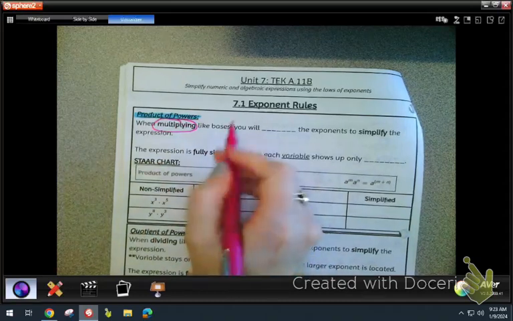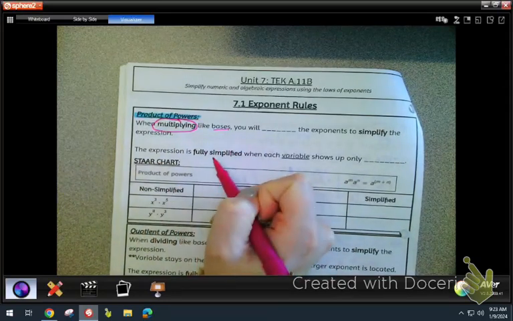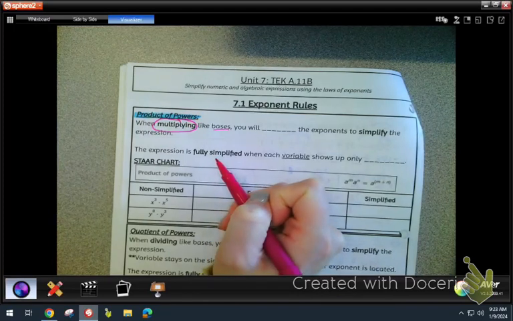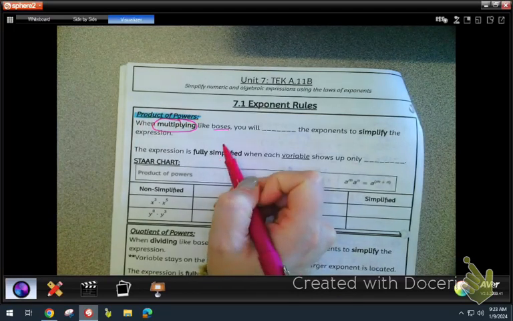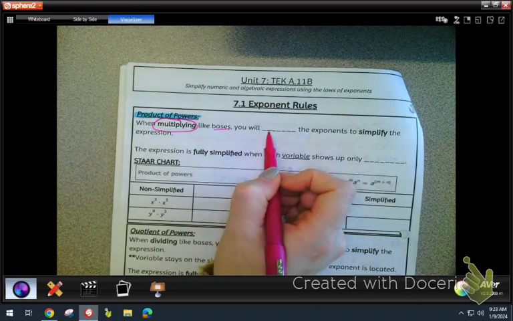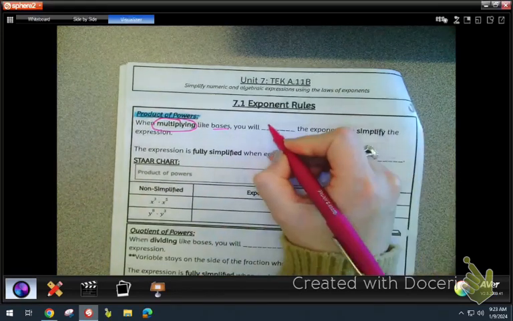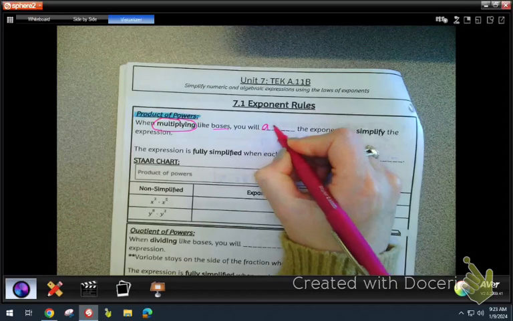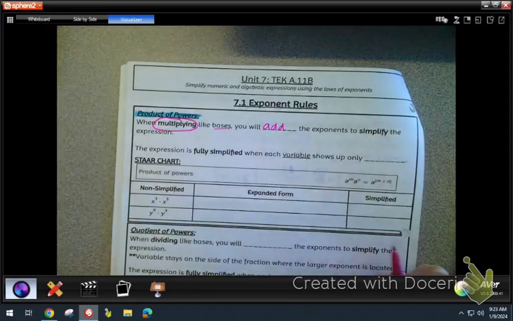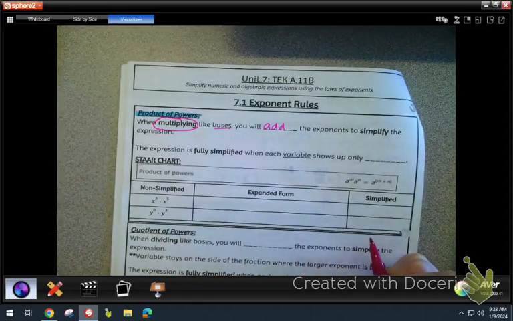But when you're multiplying like bases, and that's important, which means you have to make sure that the bases are the same. An X with an X, a Z with a Z, okay? The rule says, and this is the shortcut, here's the fill in the blank: you add the exponents to simplify the expression.